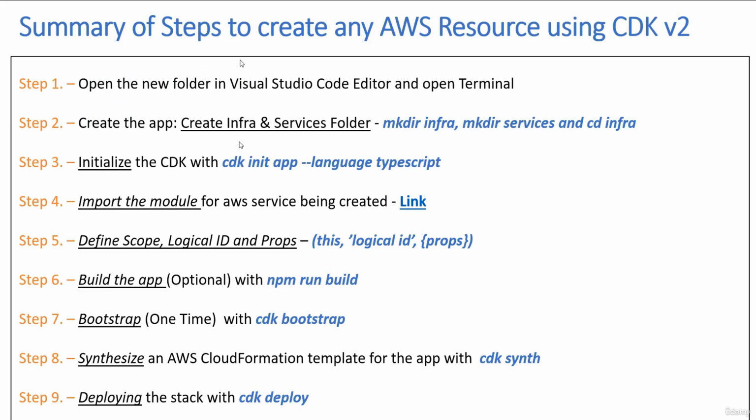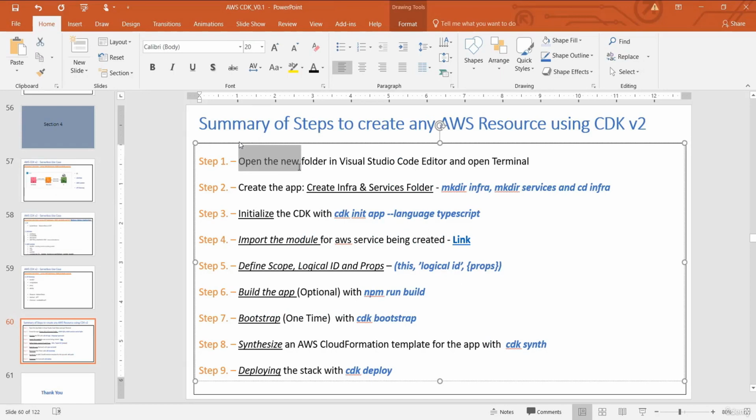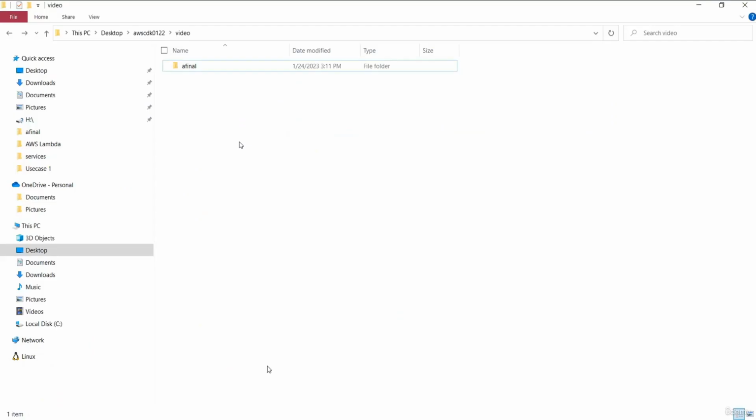I've also created a summary of steps on how to create this entire use case. So we'll follow these steps to create all the services. So let me go to the Visual Studio and let's start coding. Okay, the first step is to open the new folder in the Visual Studio code editor and open the terminal. So let's do that on my local.